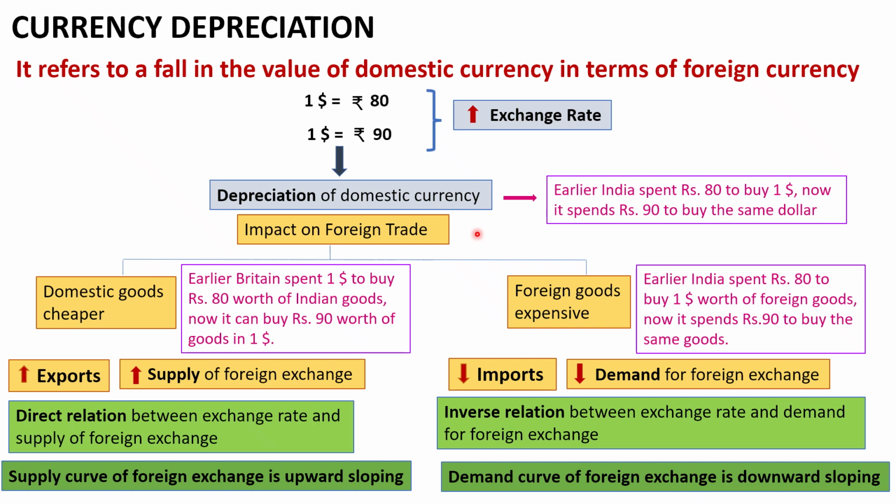There can be a lot of one markers like define the currency depreciation. What do we mean by increase in exchange rate? Why do domestic goods become cheaper due to depreciation of domestic currency? Or why do foreign goods become expensive due to depreciation of domestic currency? Why is the supply curve of foreign exchange upward sloping? Why is the demand curve of foreign exchange downward sloping? A lot of questions can be asked from this slide.